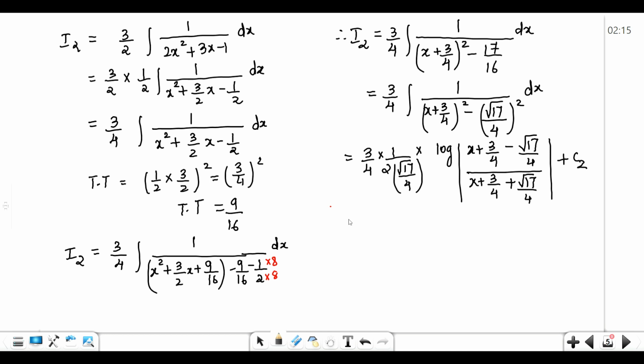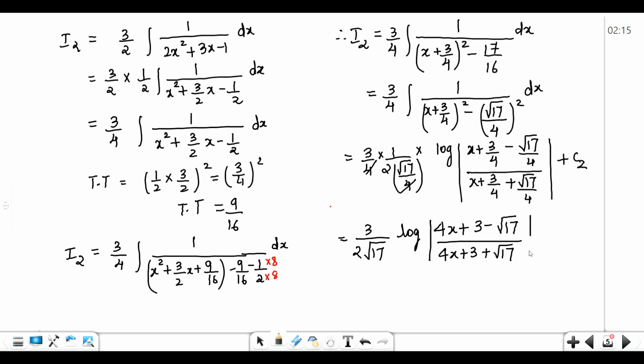Now this 4 and 4 will get cancelled, so we are left with 3 upon 2 square root of 17 log, and we have to simplify this. In order to do this, we can just take the LCM as 4, the common denominator 4. So we'll multiply in the numerator and denominator by 4. That will give you (4x plus 3 minus root of 17) upon (4x plus 3 plus root of 17) and plus C2 we got.